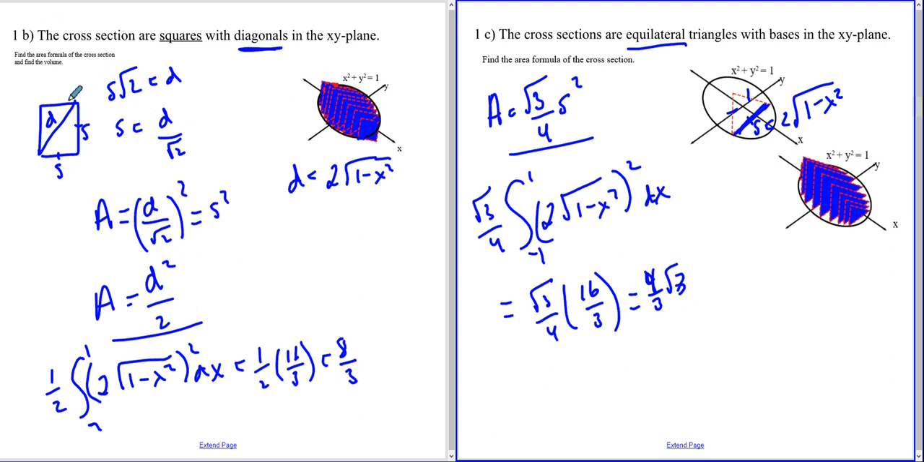Well, those were three different examples of how to find volumes of solids using cross sections. I'm going to go through another video in just a little bit, but I hope this helps you out and you understand this a little bit better.